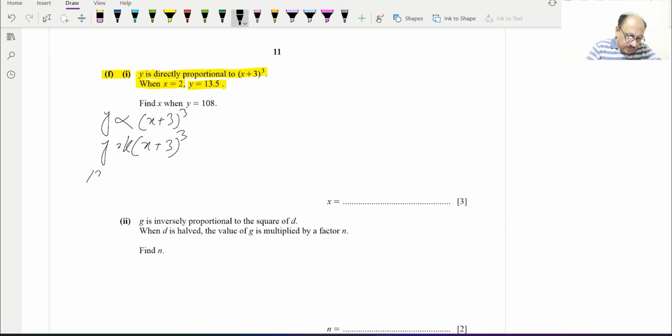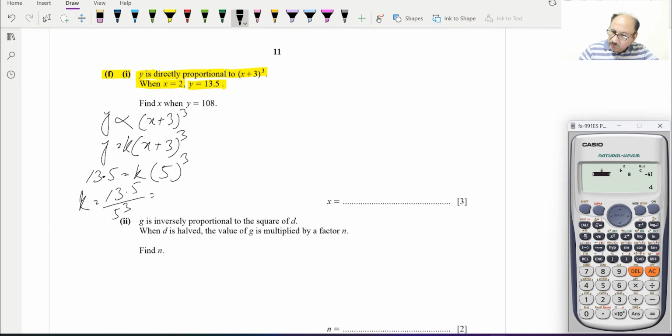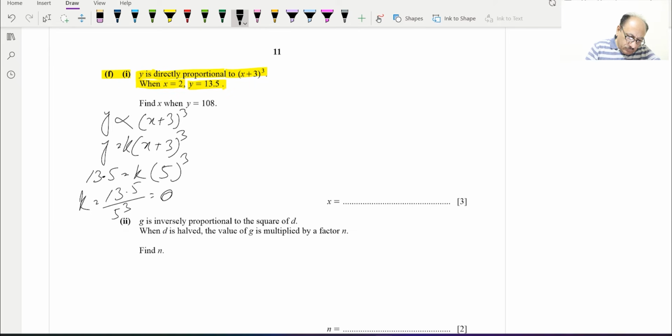Y is 13.5, and this is equal to k into the x value, which is 2, so 2 plus 3 will be 5, 5 raised to the power 3. So k is equal to 13.5 over 5 cubed. We can calculate this, and it is equal to 0.108. This is the k value. Now we can rewrite our equation.